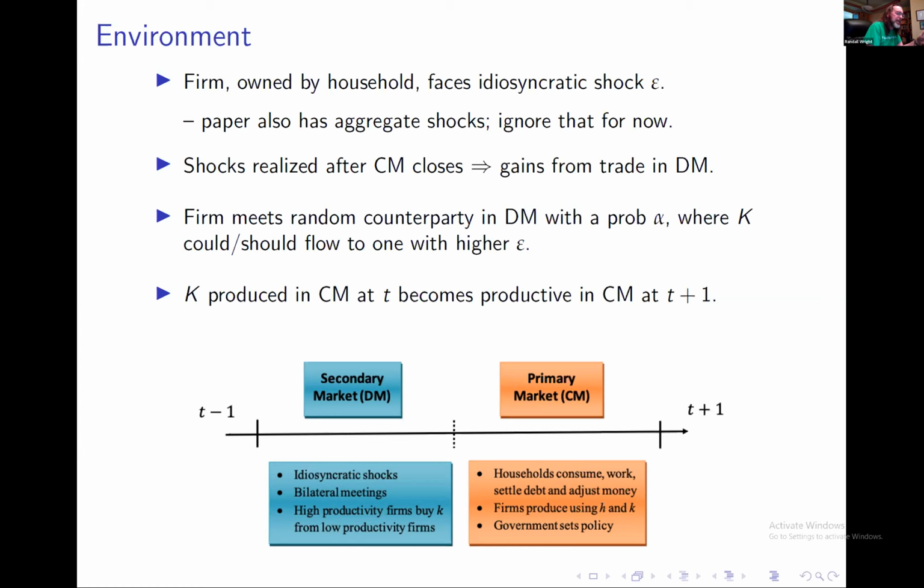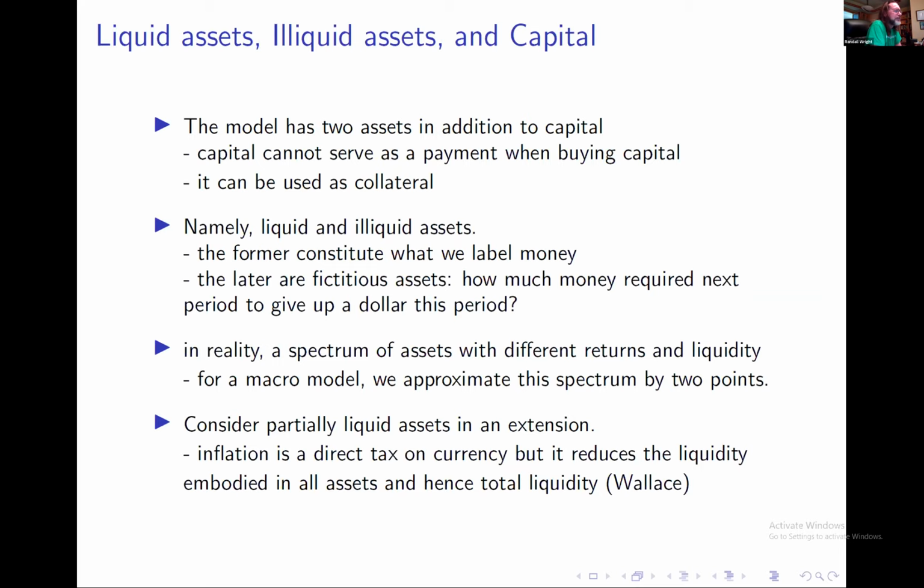Now, some details related to, for example, Harald's question. The model has a variety of assets. Capital is, of course, an asset. Interestingly, I kind of prefer this these days to households trading in the decentralized market, because if you put capital in that model, you raise the question, why aren't households using capital to pay for goods? Well, here that clearly doesn't work. You can't get very far by using capital to pay for capital. It can, of course, be used as collateral, as I mentioned, but you need other payment instruments as well.